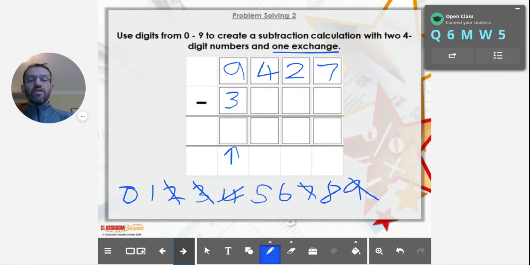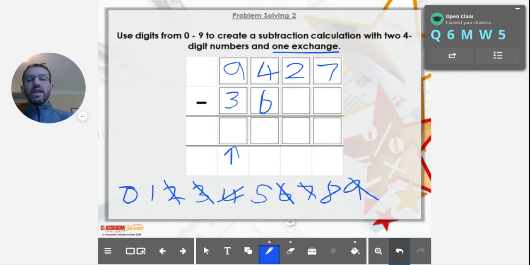If I have 4, take away 6, there's going to be an exchange there. I'm going to have to take something from the 9, which will become 8. So there's my exchange. Let's see if I can fill in the rest of it. I've used up 6 now, cross that off.